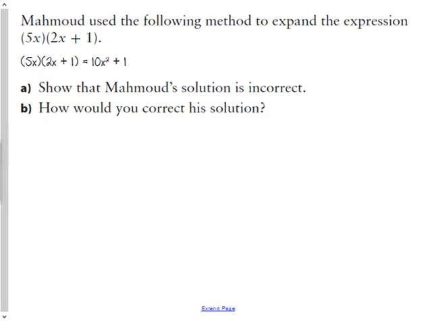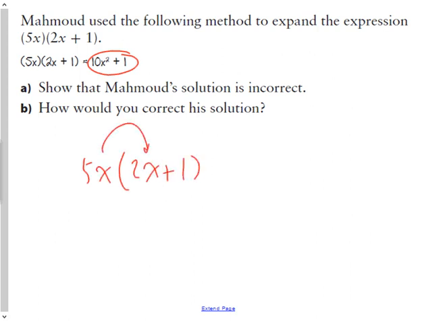So the first question you didn't have to do said Mahmoud used the following method to expand the expression. He said, well, I'm going to multiply 5x by 2x plus 1, and I'm going to get 10x plus 1. Show that Mahmoud's solution is incorrect. Well, there's three ways you could do it. You could use the area model, you can use the algebra tile model, or you can use expansion. I'm going to choose the easiest one, which in my humble opinion is expansion.